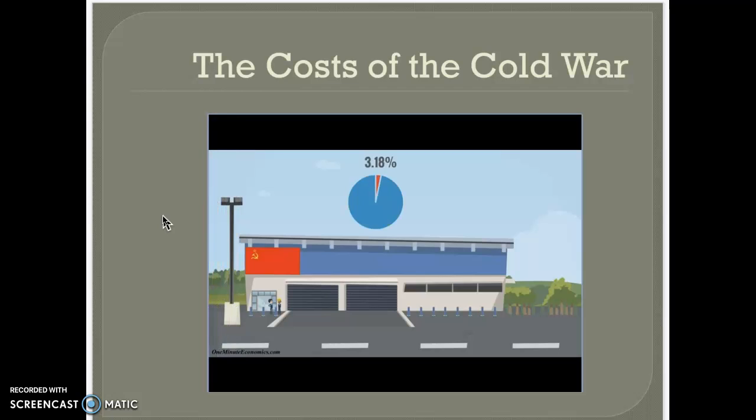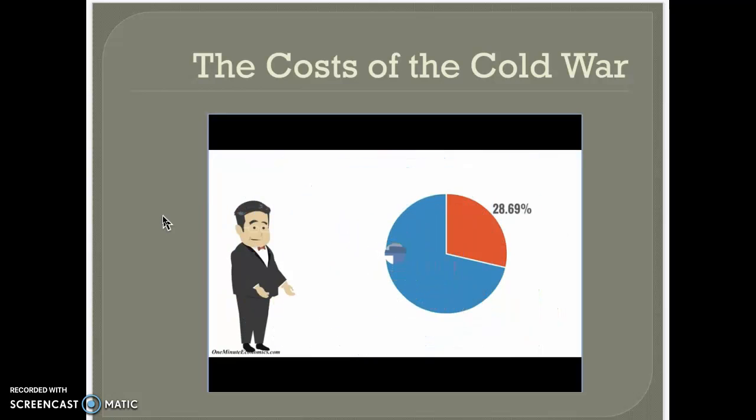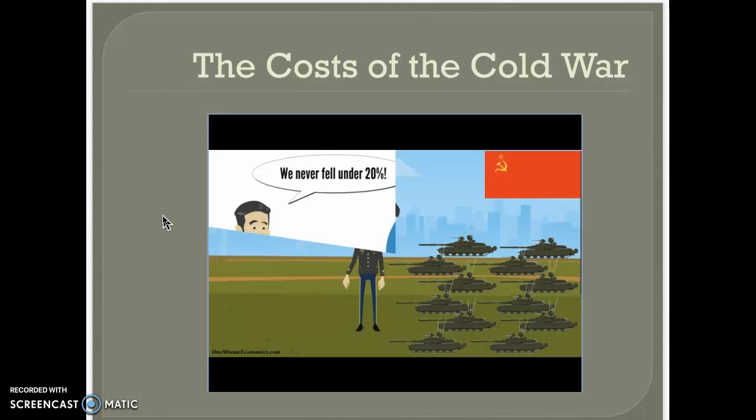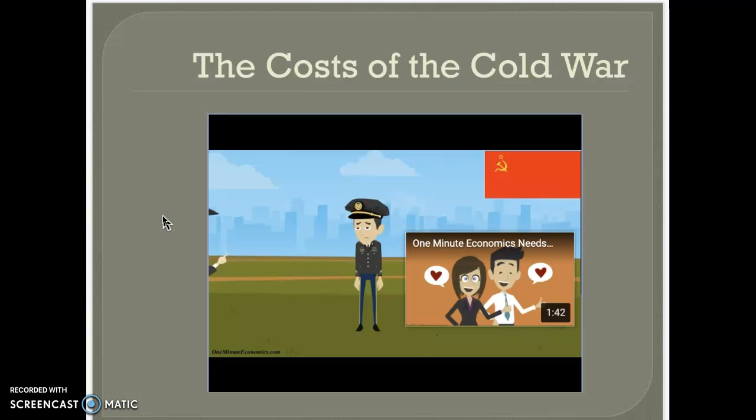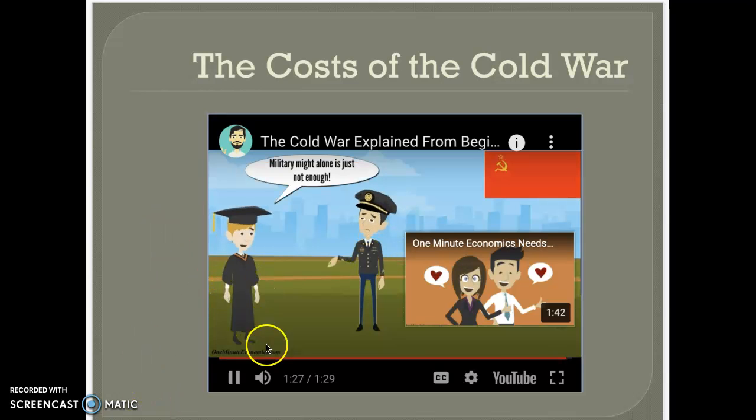At its high point in 1969, the USSR represented 14.31% of the world's economy, but by the year of its dissolution, it had collapsed all the way down to 3.58%. Comparatively, the U.S. represented 28.69% of the world's economy at its highest point, and never fell under 20%. The end of the Cold War ultimately proved that military might alone is just not enough.